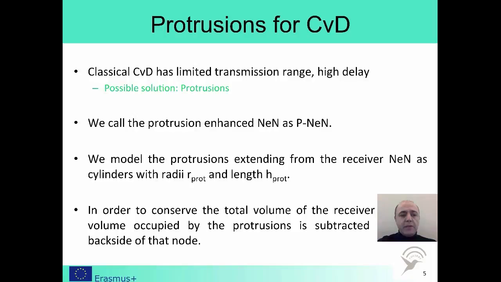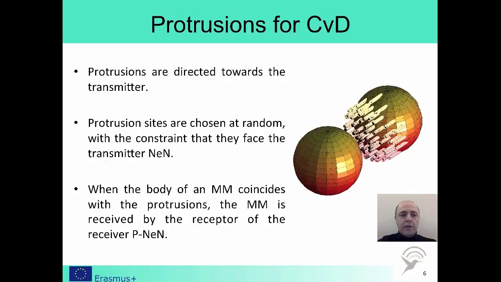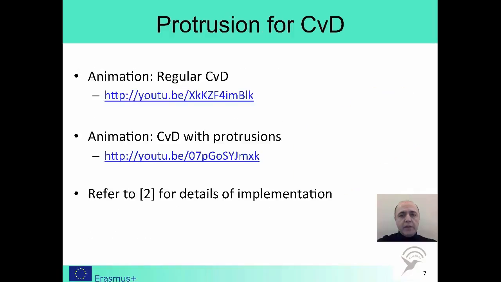In the analysis, we will model protrusions as cylinders for the sake of simplicity. For a fair comparison in the analysis, we will keep the volumes of the PNAN and the regular NAN equal by subtracting the volume of the protrusions from the backside of the PNAN. The protrusions stick out from random locations on the surface of the receiver faced towards the transmitter. We assume a messenger molecule is received when it touches a protrusion. Now let's have a look at the animations provided by my PhD student Gaye Genç.